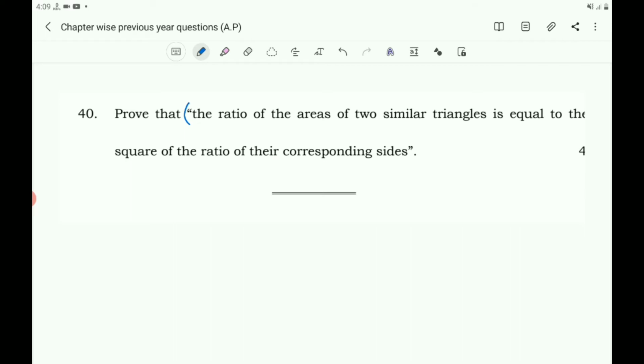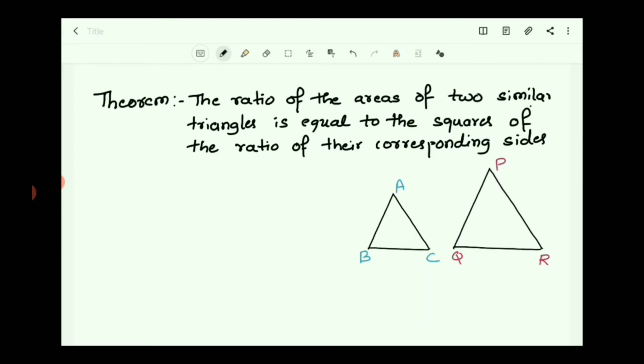Now let us prove this theorem. Here there is a theorem to state that the ratio of the areas of two similar triangles is equal to the squares of the ratio of their corresponding sides. Take two triangles which are similar, and similar means you know that their corresponding sides are in the same ratio. Now to prove this theorem, what is given here? It is given that triangle ABC and triangle PQR are similar triangles.